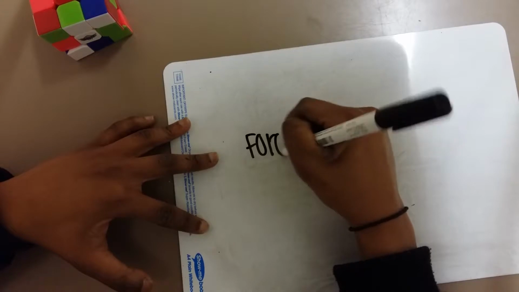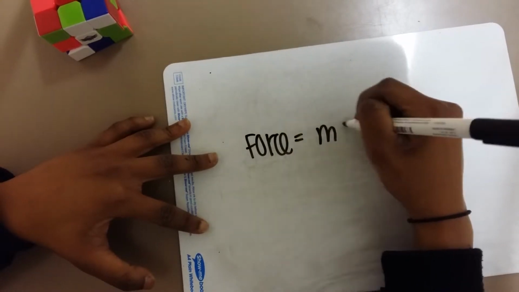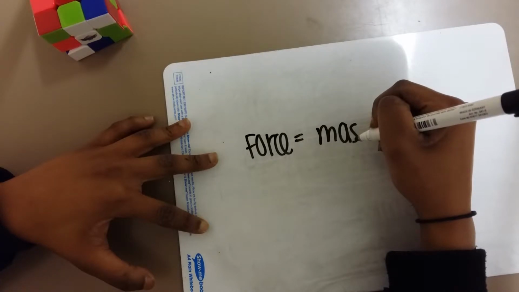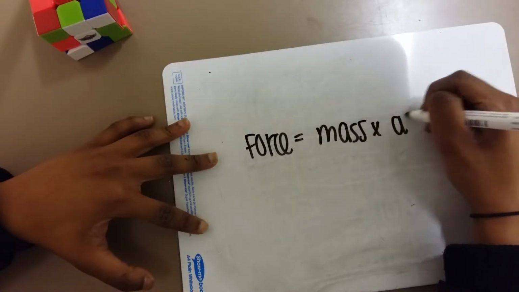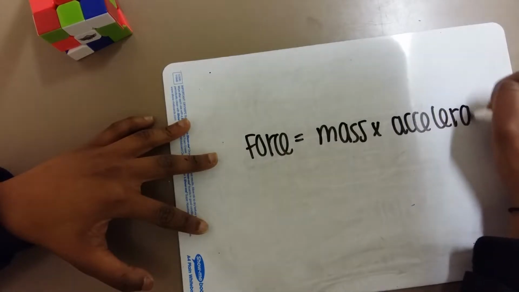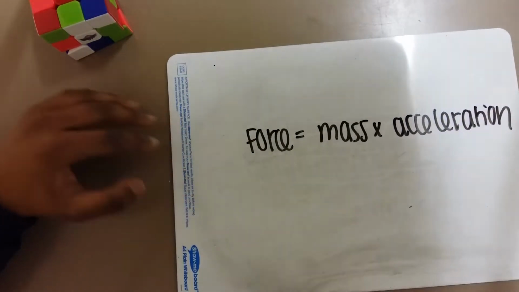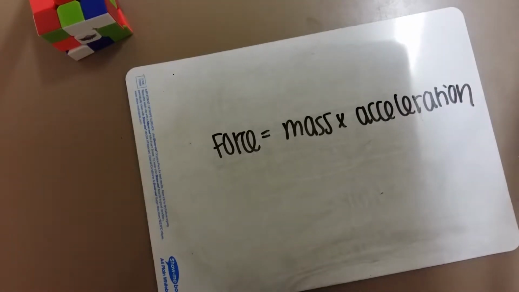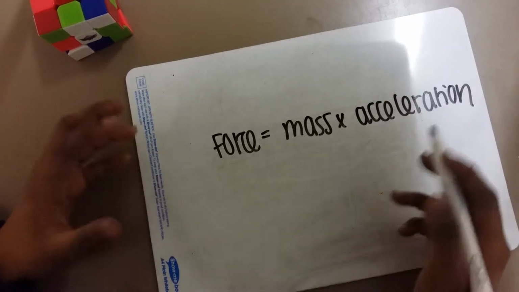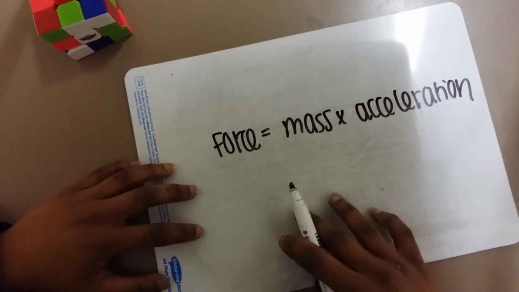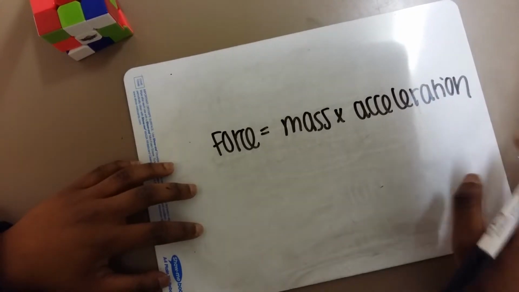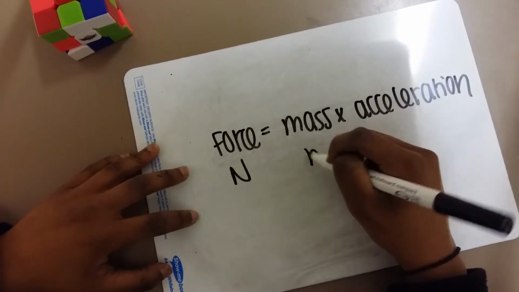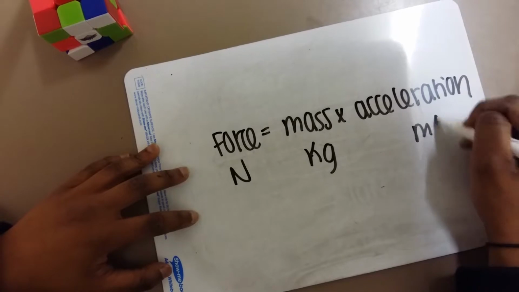Force equals mass times acceleration. Right, so it's easy to see from the equation that 1 newton is the force needed to give 1 kilogram an acceleration of 1 meter per second squared. So this is in newtons, this is in kilograms, and this is in meters per second squared.